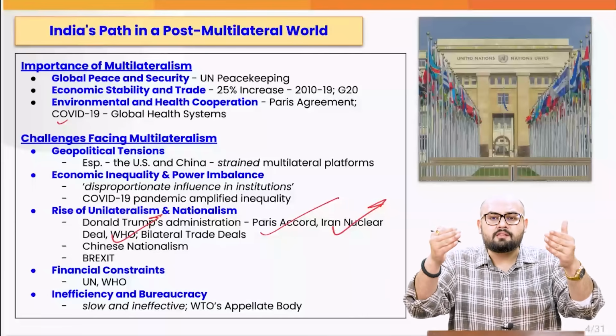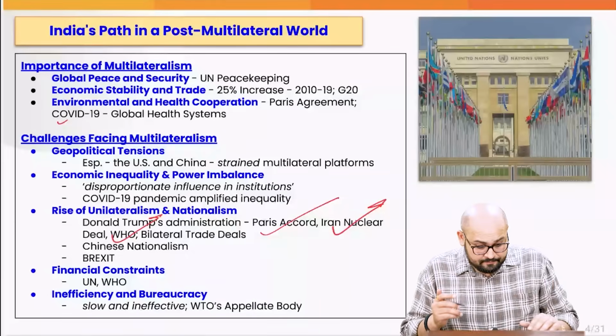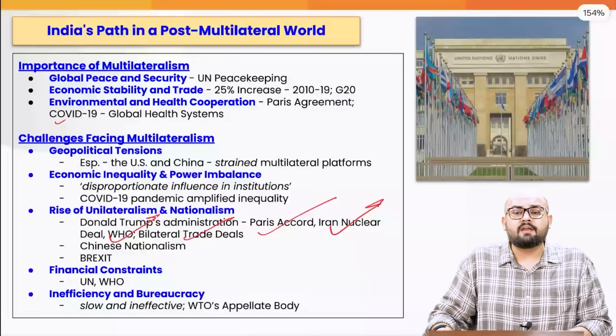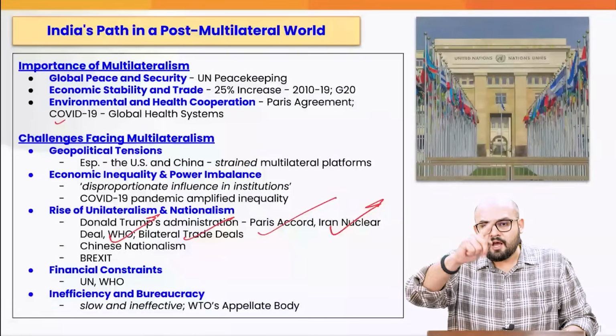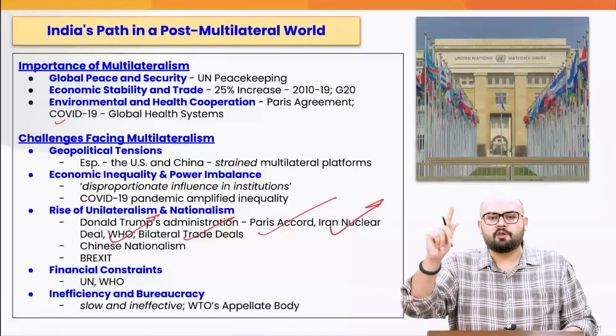It is focusing upon its own narrow national interest, right? Again, we have the bilateral trade deals where countries are being pressurized that if you won't do this, we are going to impose this much tariff on your products.